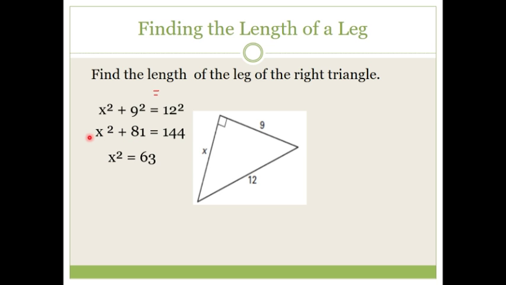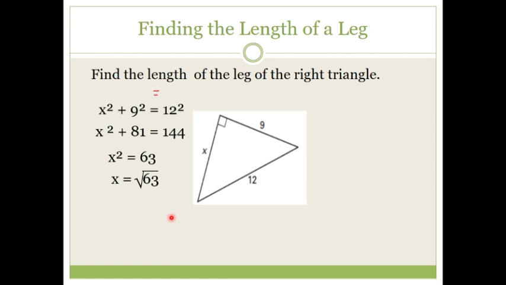So to get from step 2 to step 3 here, I subtracted 81 from both sides. On the left hand side that left me with just x squared. And on the right-hand side, I went 144 minus 81, and I got 63. And then finally, remember, we don't want to know what x squared is. We don't want to know what the length of the side squared is. We just want the length. So to get that value of x by itself, we have to take the square root of both sides.